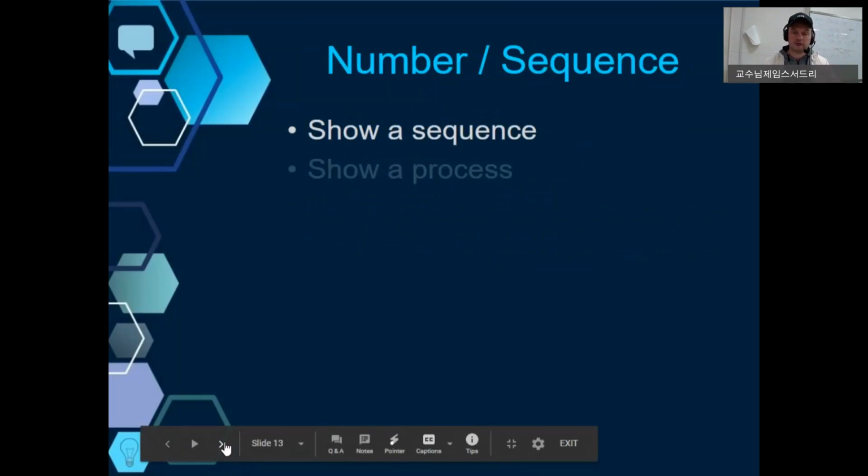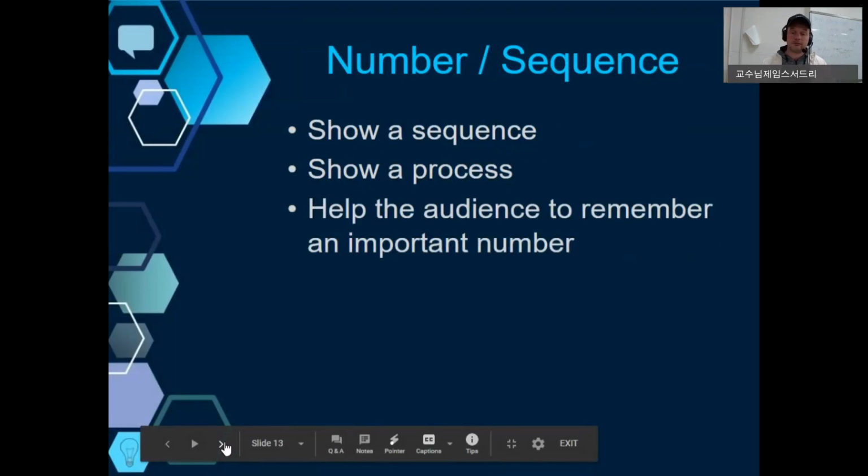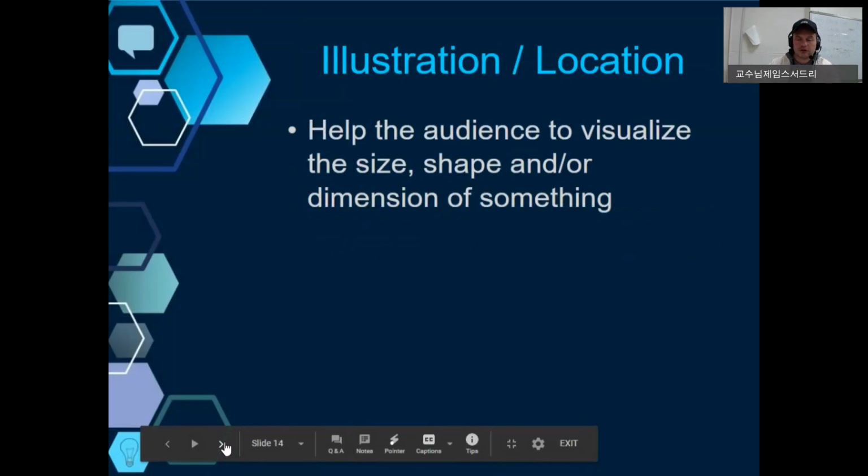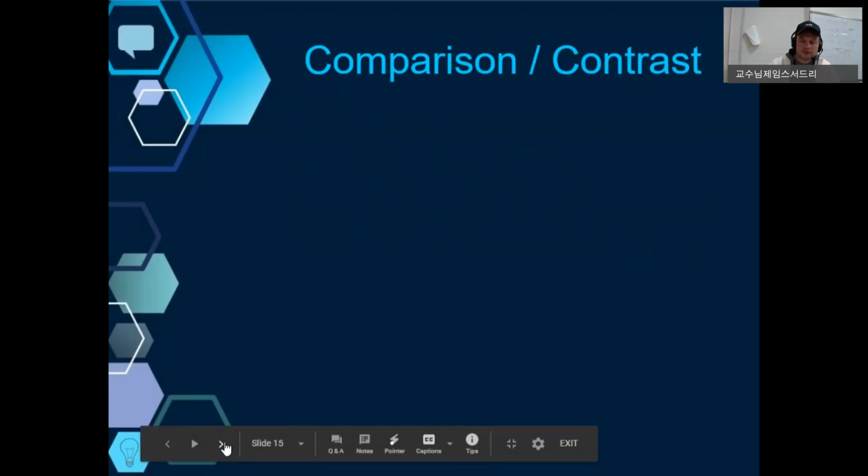Okay, the number: show a sequence, show a process. Help the audience to remember an important number. Okay, his phone number was 010514 da da da da da. Okay, and help the audience to visualize the size, shape, and or dimensions of something. So the building which we were in was on the left. Okay, right? Show how to do something. Good. And you can ski like this. That's kind of gesturing, right?